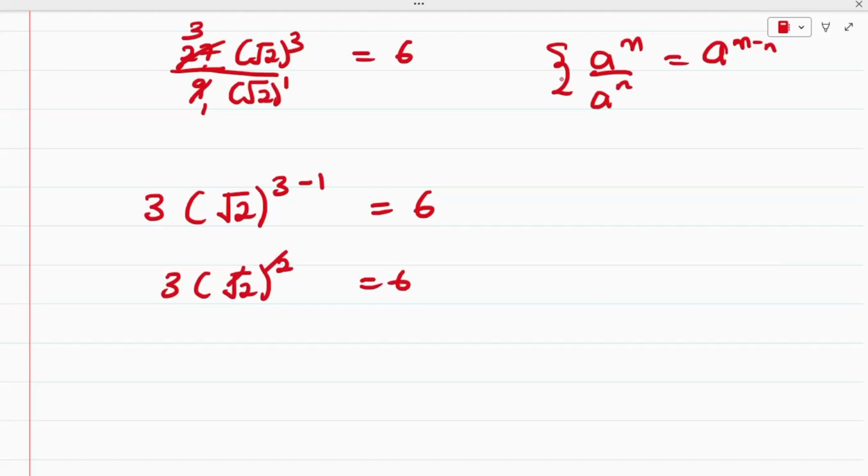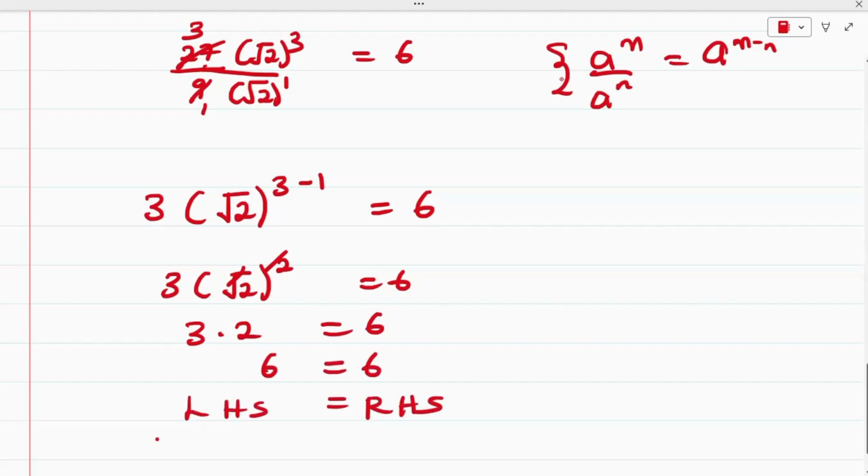So this is going to cancel out this. We have 3 multiplied by 2 is equal to 6, which is equal to 6. So the left hand side is equal to the right hand side. Therefore, x equals 3 root 2 is a valid solution.